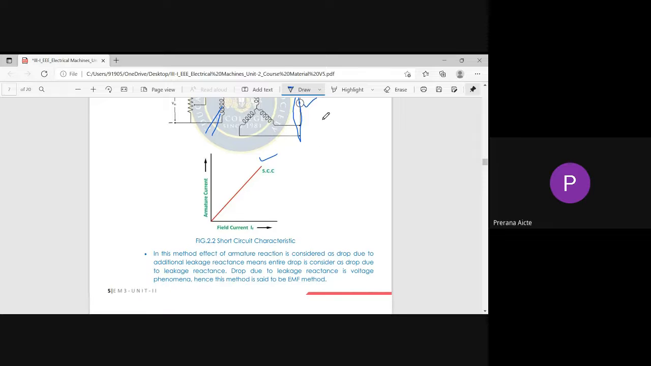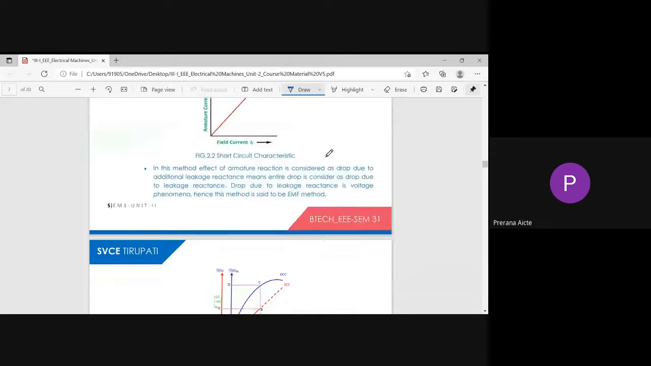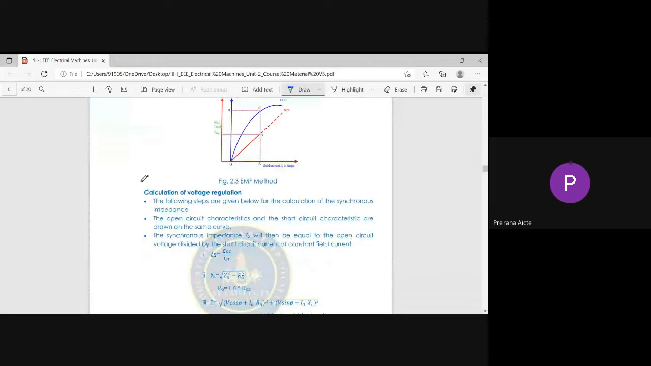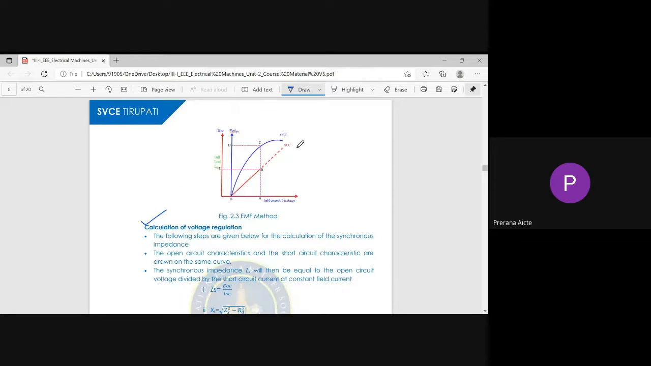Next, the calculation of voltage regulation by the EMF method. For that, we need to follow some steps. The SCC and OCC characteristics are drawn on the same graph sheet. Then at any particular value of field current, a line is projected up to the SCC and OCC.